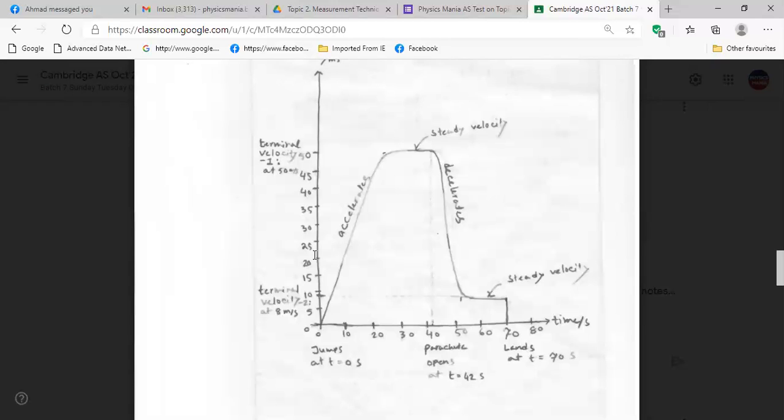Let me know once you are done with this drawing. So almost done. Yeah, finish it quickly.